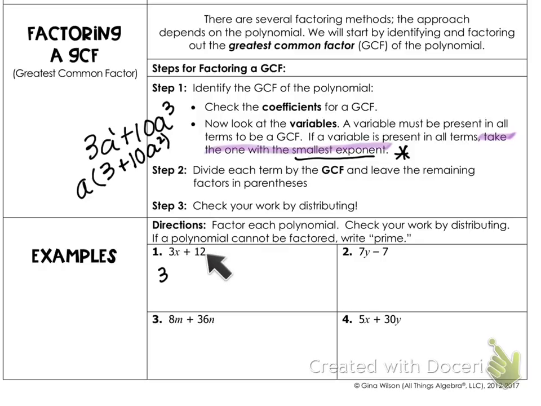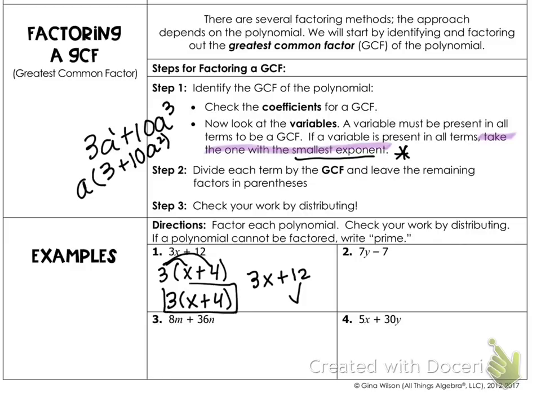This does. So we can't take out an x. We can take out a 3, put a parenthesis. What's left over here? Well, if we divide 3 here, we have an x left. And if we divide 3 here, we have a 4. Now let's check by distributing. So 3 times x is 3x. 3 times 4 is 12. So yep, that means these match, which they should match. So that means your answer is 3 times x plus 4.